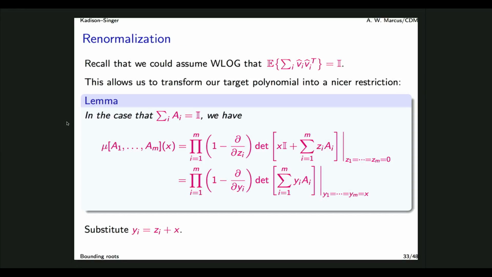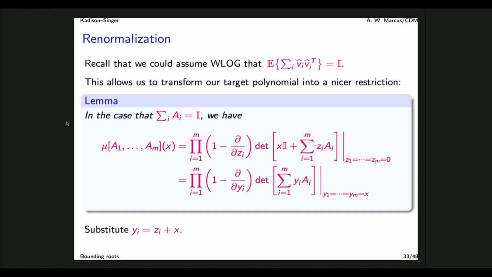So recall a long time ago that I claimed that we could solve this problem in the case where the sum of these expectations is the identity. Here's where I'm actually going to use that, because it allows us to transform our target polynomial into a nicer restriction like the ones that we had over there. And the transformation is essentially trivial, but the fact that it exists turns out to be a very nice thing for us computationally.